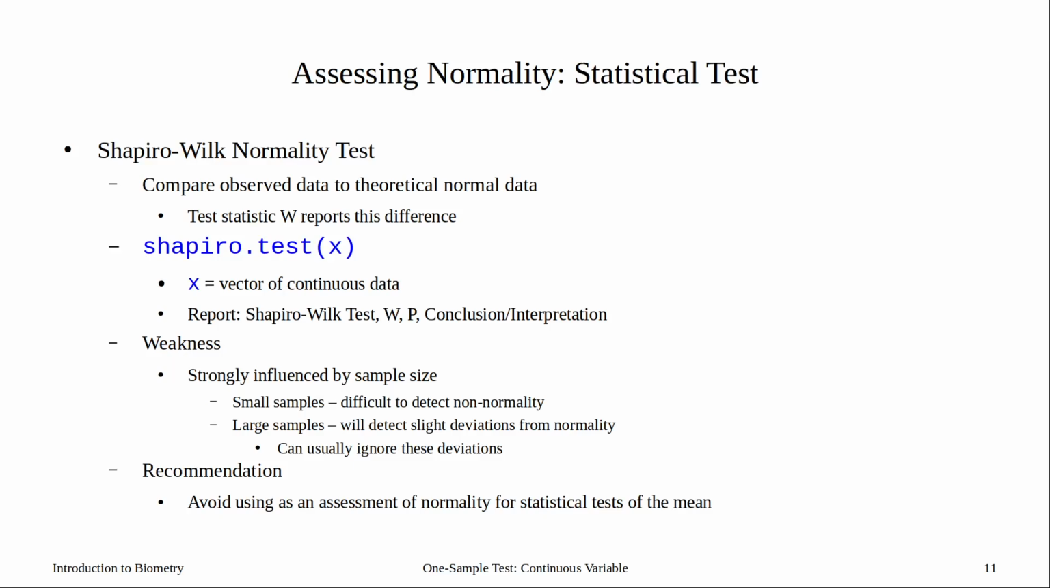We run this in R very easily. The function is shapiro.test with x, where x is our vector of continuous data. And then we're going to report it as our test, Shapiro-Wilk test. You could do Shapiro-Wilk normality test, that's okay too. We're going to report our test statistic W, we're going to report P, and we're going to report the conclusion or the interpretation. We do not have degrees of freedom, and because we do not have it, we don't report any degrees of freedom.